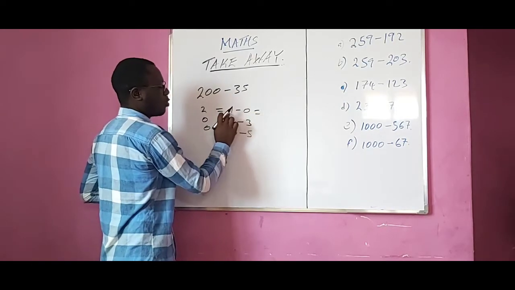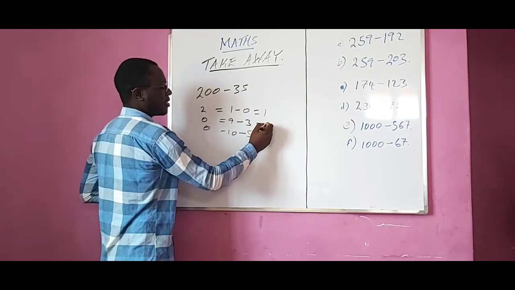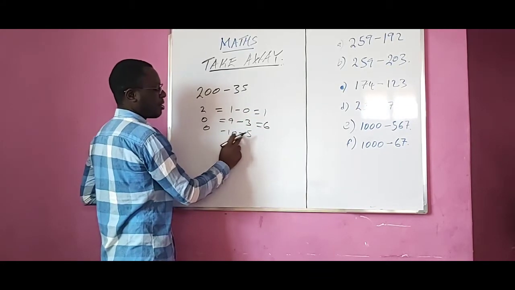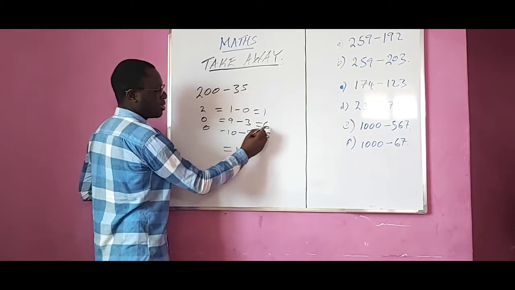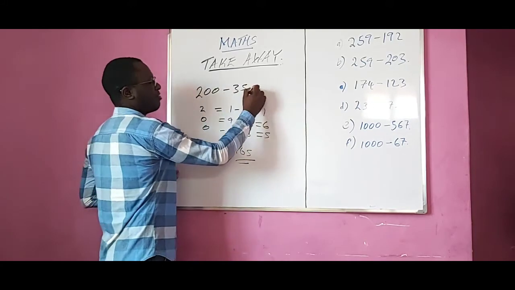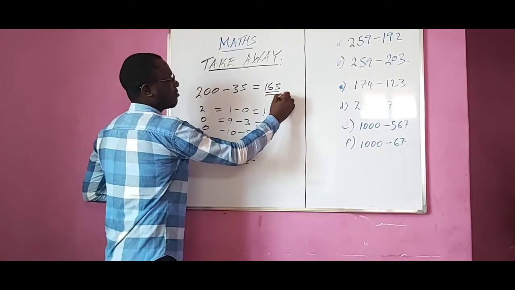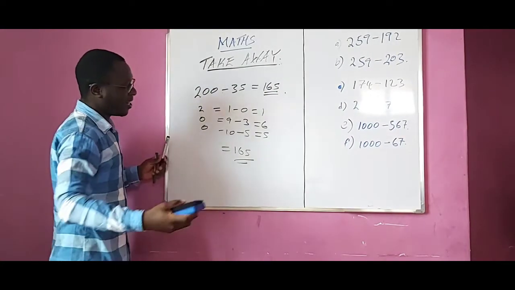We subtract. 1 take away 0 is 1. 9 take away 3 is 6. And 10 take away 5 is 5. So my answer is 1, 6, 5. So 200 minus 35 is equal to 165. Very simple. Now let's look at another question.